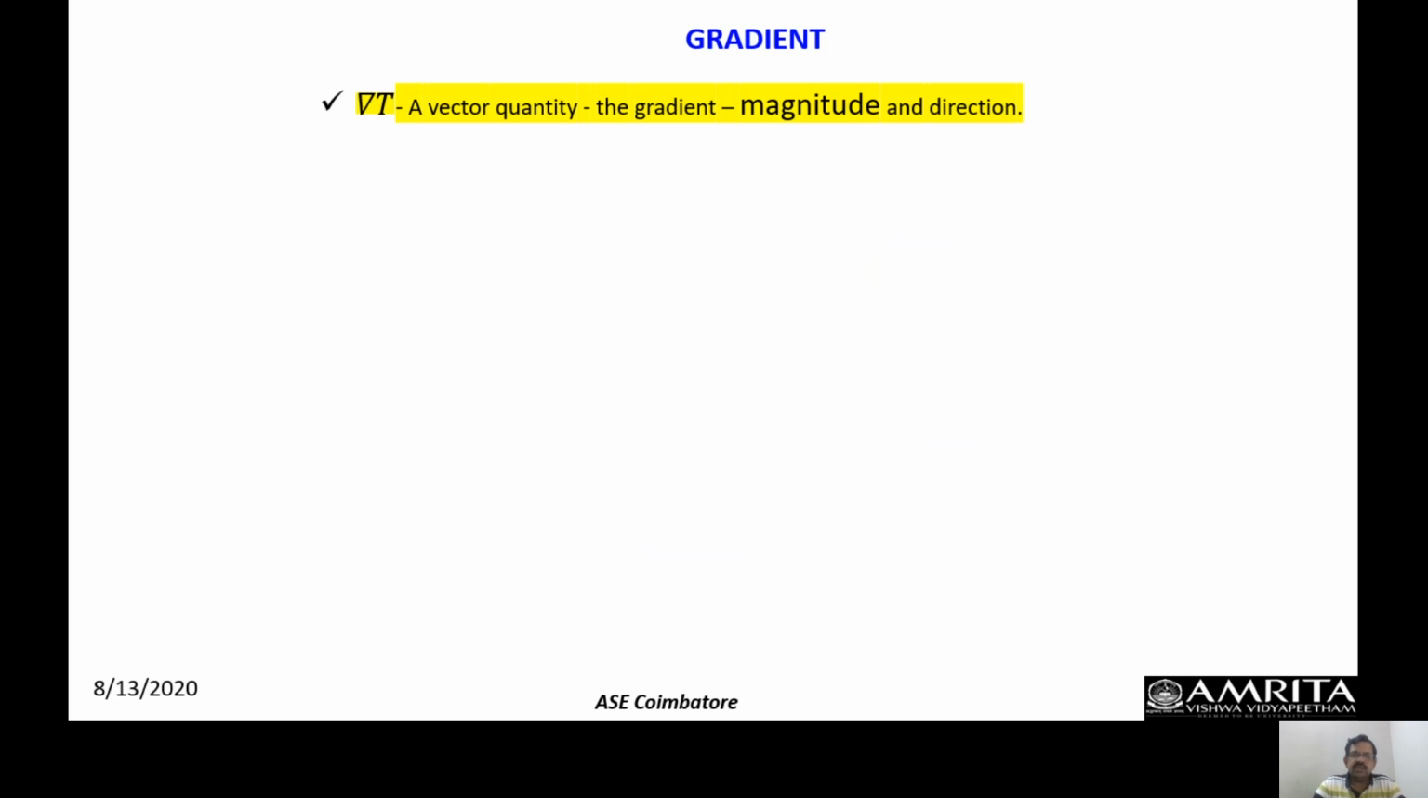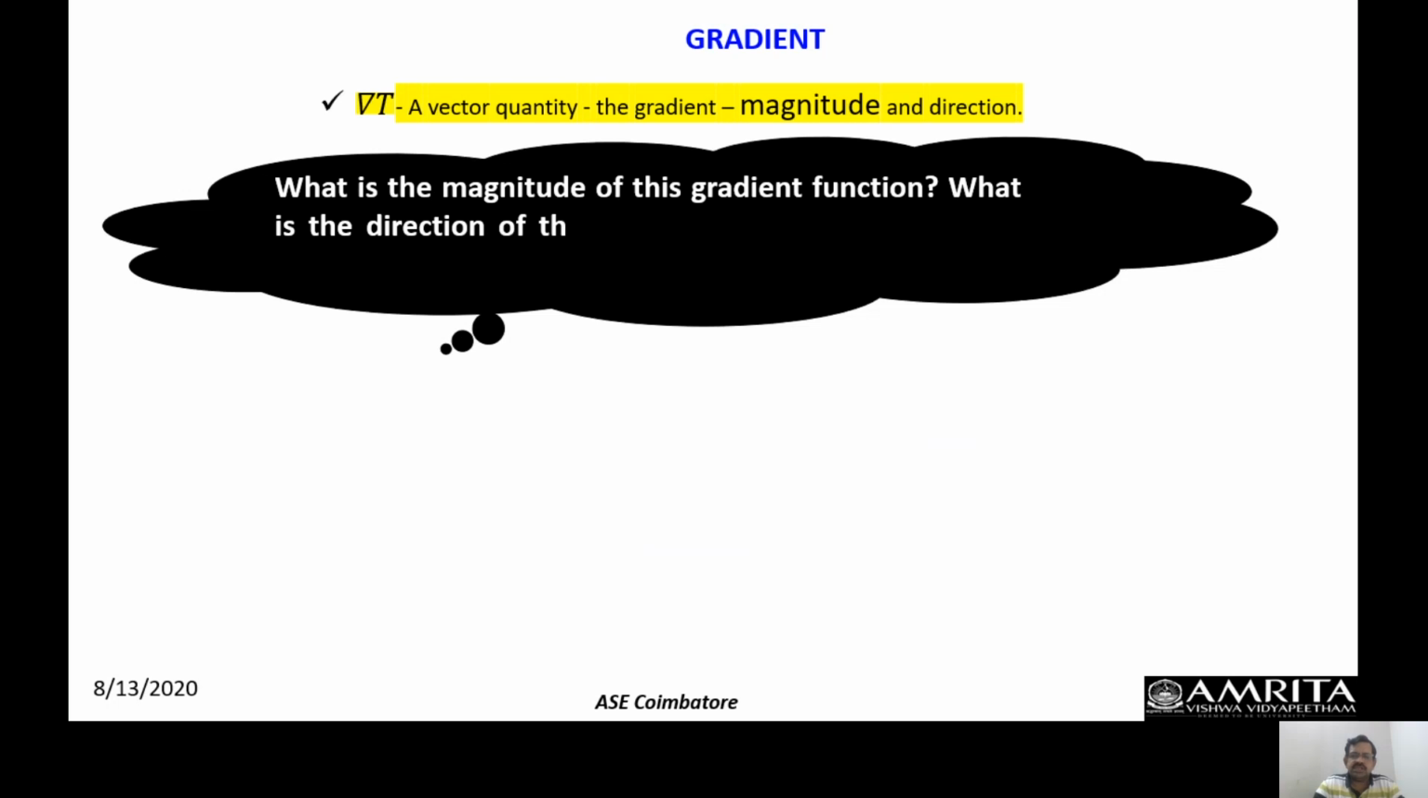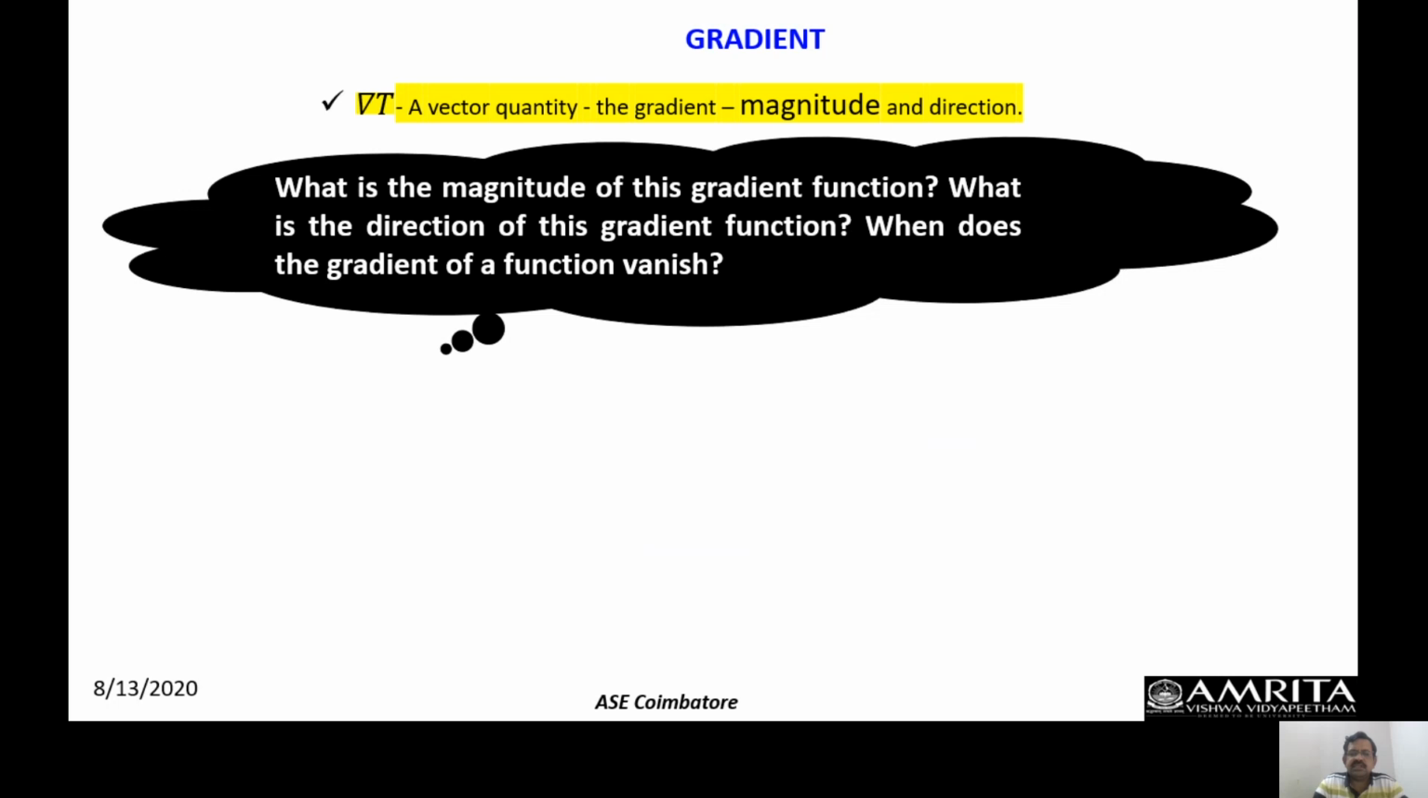So gradient is denoted by del T. It is a vector quantity, which means it has both magnitude and direction. Now, the moment we bring in the concept of a vector quantity, the question is: what is the magnitude and what is the direction that the gradient represents? And when does the gradient vanish? All of these questions were answered in the previous class.